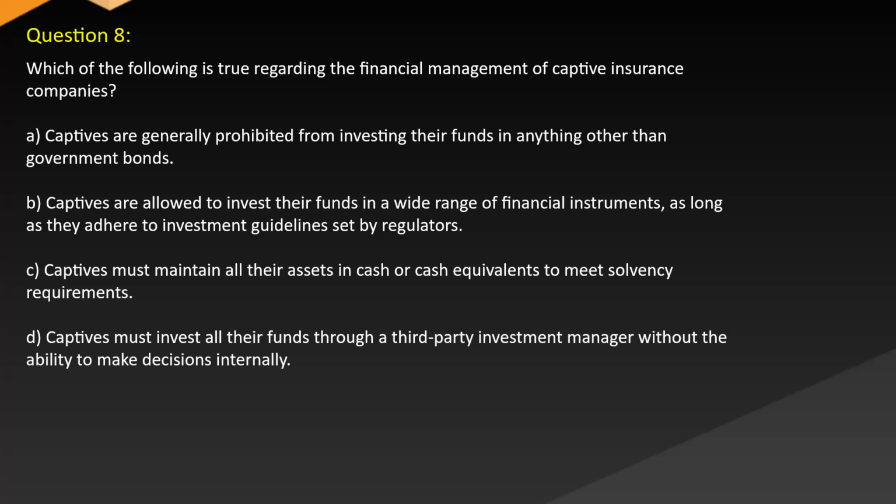Question 8. Which of the following is true regarding the financial management of captive insurance companies? A. Captives are generally prohibited from investing their funds in anything other than government bonds. B. Captives are allowed to invest their funds in a wide range of financial instruments as long as they adhere to investment guidelines set by regulators. C. Captives must maintain all their assets in cash or cash equivalents to meet solvency requirements. D. Captives must invest all their funds through a third-party investment manager without the ability to make decisions internally.